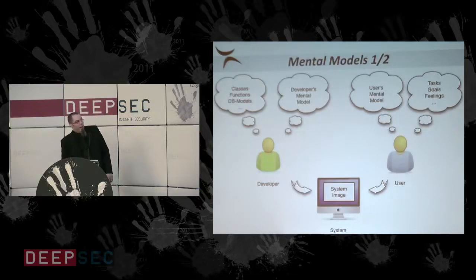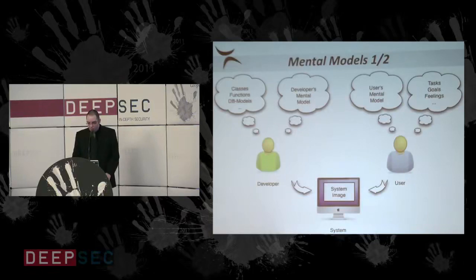As you see, there is no direct connection from the head of the developer to the head of the user, which would be very convenient, because then every user would see, this is why the developer labeled the button ID X, and this is why it's called HTTPS and not HTTP, and so on. So the user is thinking in tasks and goals and feelings. The user does not think in security.